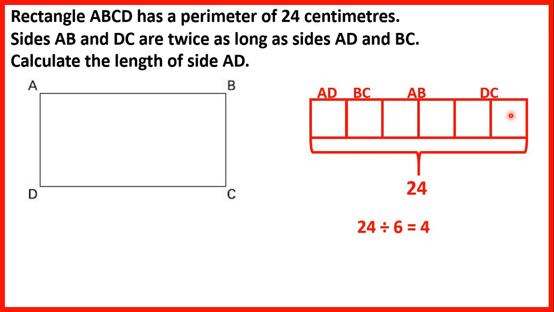And because we have 6 squares, we can divide 24 by 6, and that tells us that we have 4 centimetres in each square. So for side AD, that's 4 centimetres. Side BC will be 4 centimetres as well, but then lines AB and DC will both be 8 centimetres because they have two squares of 4 and 2 times 4 is 8. So 8 is twice as long as 4.